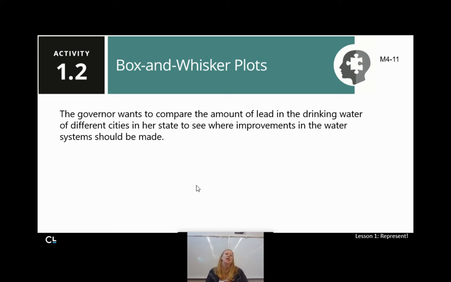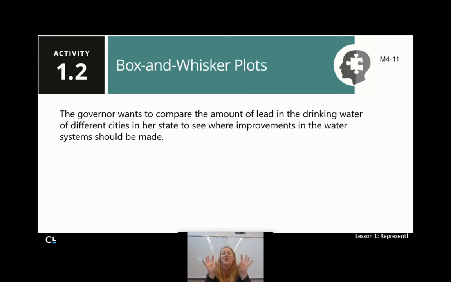So here's the deal. The governor wants to compare the amount of lead in the drinking water of different cities in her state to see where improvements in the water systems should be made. If you recall from last time, we did find a city that had some scary levels of lead in their drinking water. We don't want it to go over 15 parts per billion. So we're going to compare some cities and see what's going on if we can figure that out.